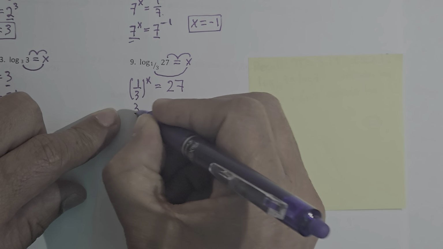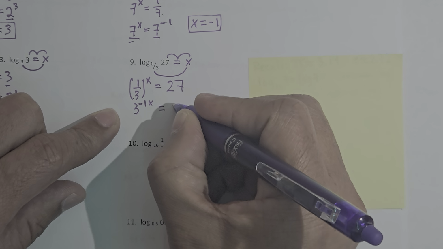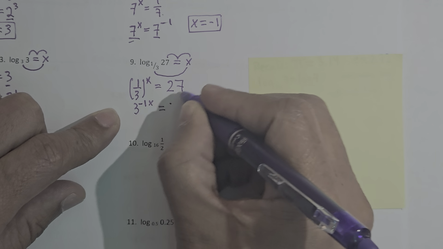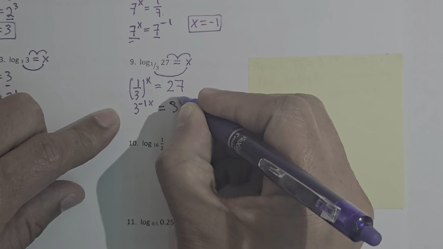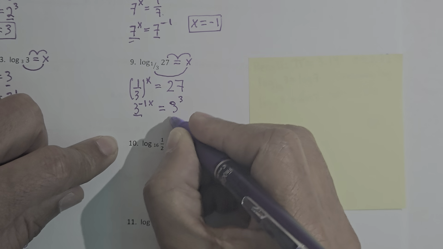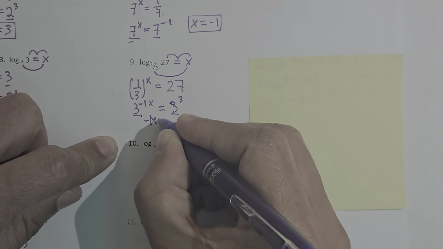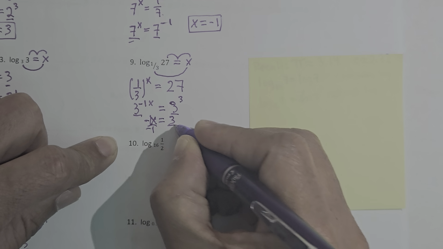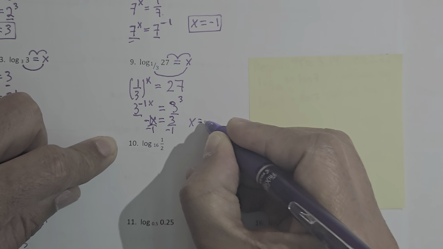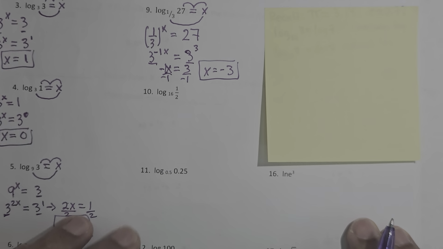So let's make that statement here. So we have 3 to the negative first power, to the x power, equals, and then let's change this 27 to a 3. 27 is the same as 3 cubed. So then we have the same base, which means that negative x is equal to 3. So then divide by -1. So then we find that x is equal to -3. And that is the answer to example number 9.